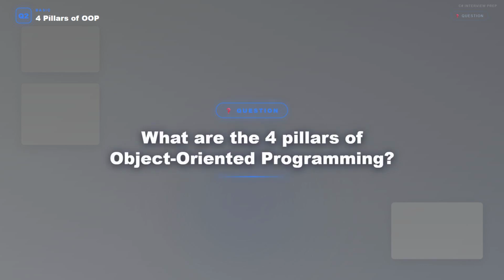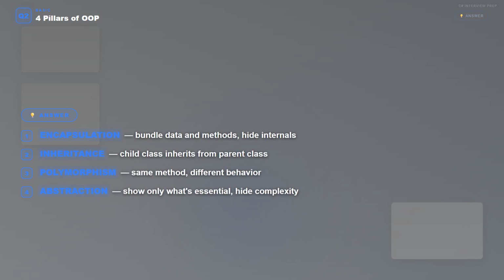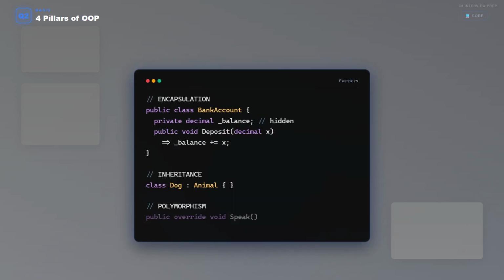Question 2. What are the 4 pillars of object-oriented programming? First, encapsulation means bundling data and methods together while hiding internal details. Use private fields and public methods. Second, inheritance lets a child class inherit properties and methods from a parent class. Third, polymorphism allows the same method to behave differently in different classes. And fourth, abstraction means showing only the essential features and hiding complexity. Here are examples of all 4 pillars in C#.